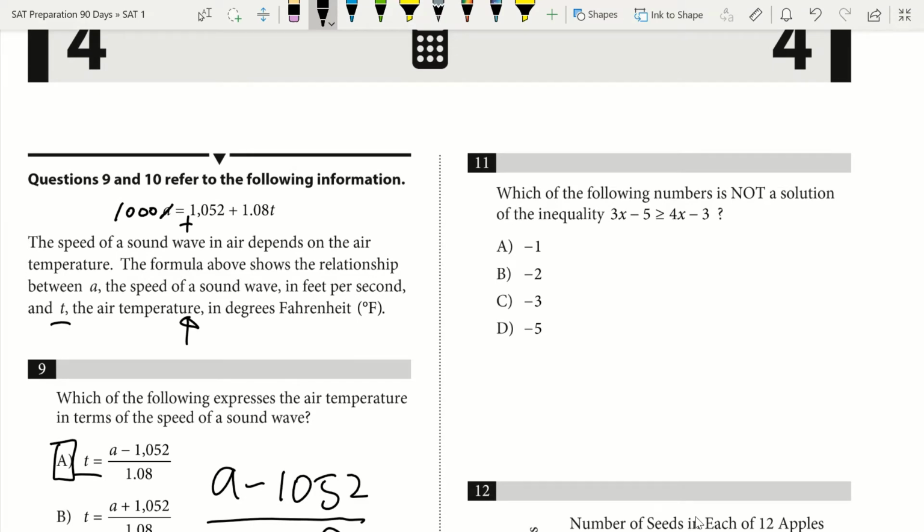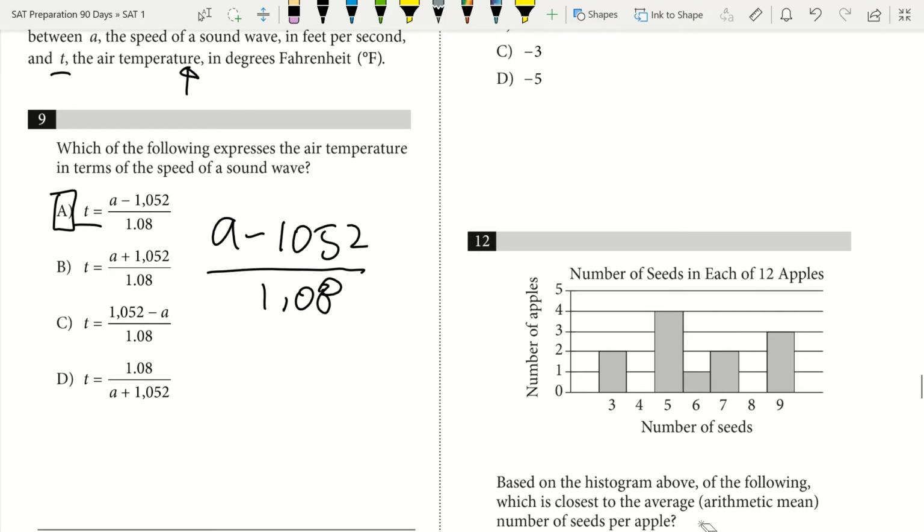So at this point, we're going to have to subtract 1,052 from each side. Or actually, what we can go ahead and do is use the equation we had right here at number 9. We want to solve for our temperature when A is 1,000. So we have 1,000 minus 1,052, over 1.08. We can just plug that in the calculator real quick.